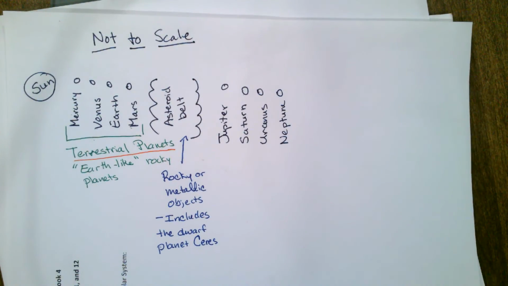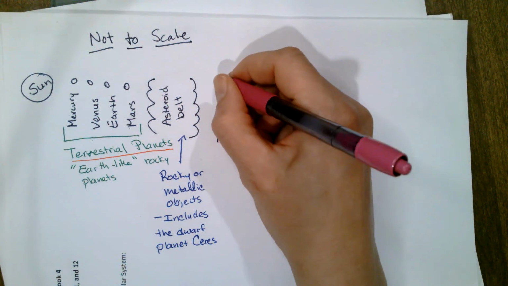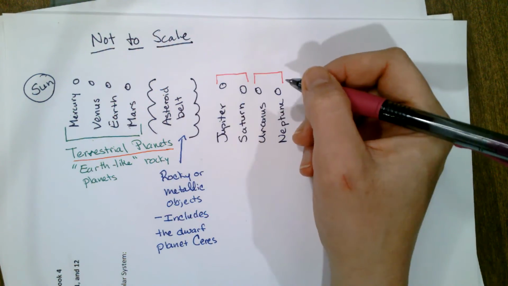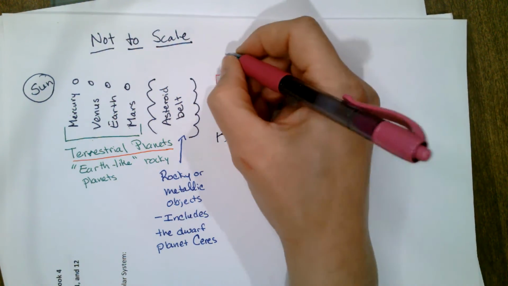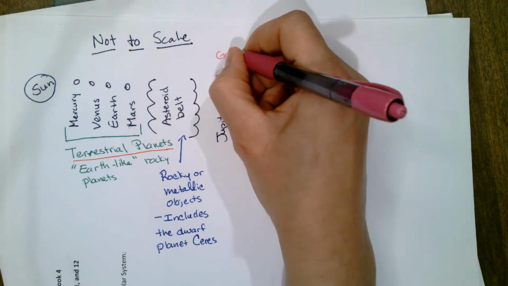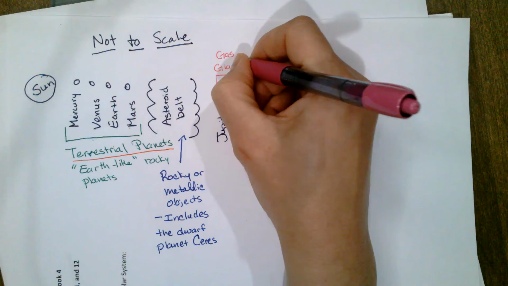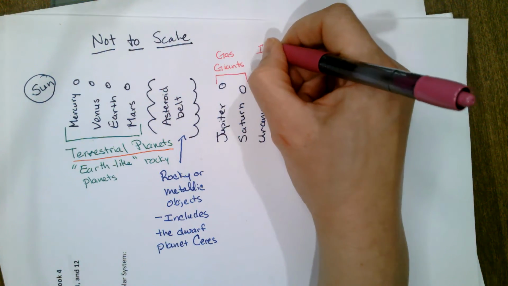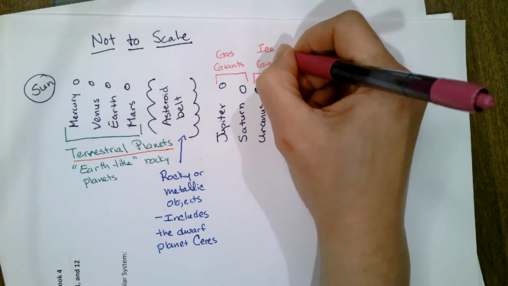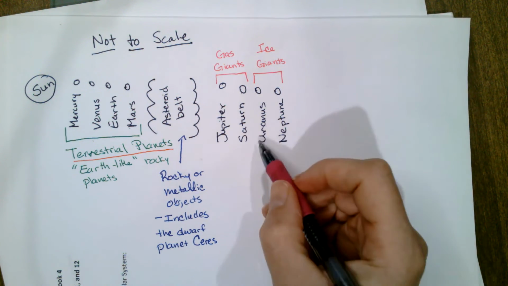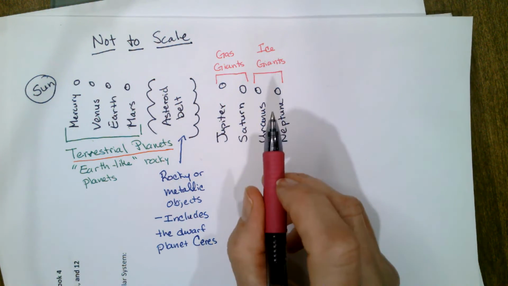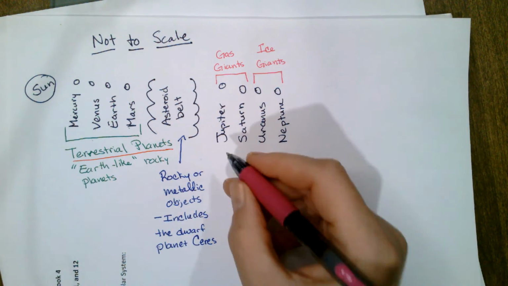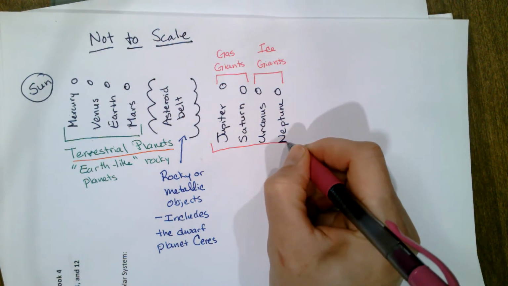Now, there are two ways to cluster these planets. One is by the types of giants they are, because these are much more massive than the terrestrial planets. We refer to them as giants. Jupiter and Saturn are our gas giants because they are gaseous. And over here, we have our ice giants. So if I ask you, is Uranus gassy? You can say, no, it's icy. See what I did there? I have the maturity level way below my age level.